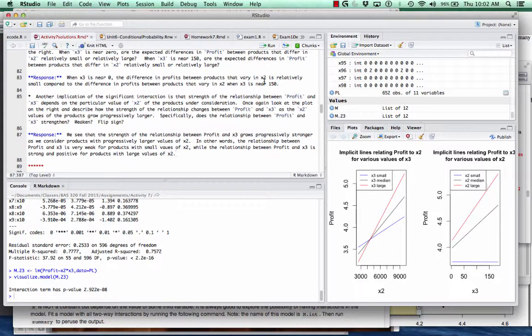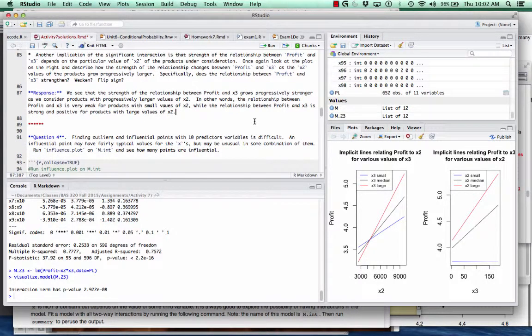That's that red line. Okay, so when we do have a statistically significant interaction, we always want to look at these interaction plots to see if it is an important or a strong effect. And that's exactly what we do see here. We see a very strong effect. We see that the nature of the relationship between profit and x3 changes in character quite a bit depending on the x2 values of the products that we're honing in on. For small values of x2, there's really no relationship between profit and x3. For products with large values of x2, we see a very strong relationship between profit and x3.